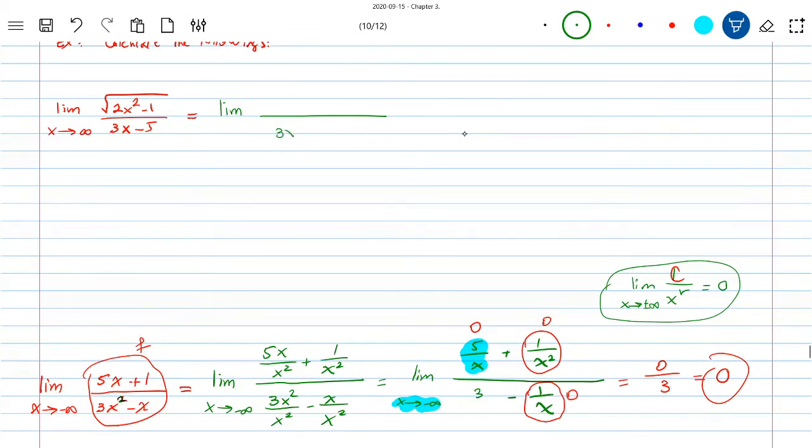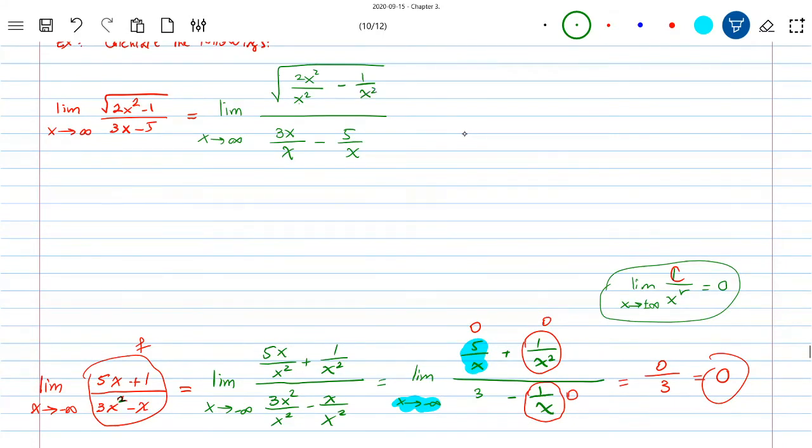So here I will say 3x divided by x minus 5 divided by x as x approaches infinity. And the numerator, if you divide by x, this is correct, but I want to put it inside the square root, so I'm going to divide it by the square root of x squared. That means I can combine the square roots together, and instead of dividing by x, I can divide by x squared underneath the square root. Because the square root of x squared is simply x, so I basically divided by x, not by x squared.